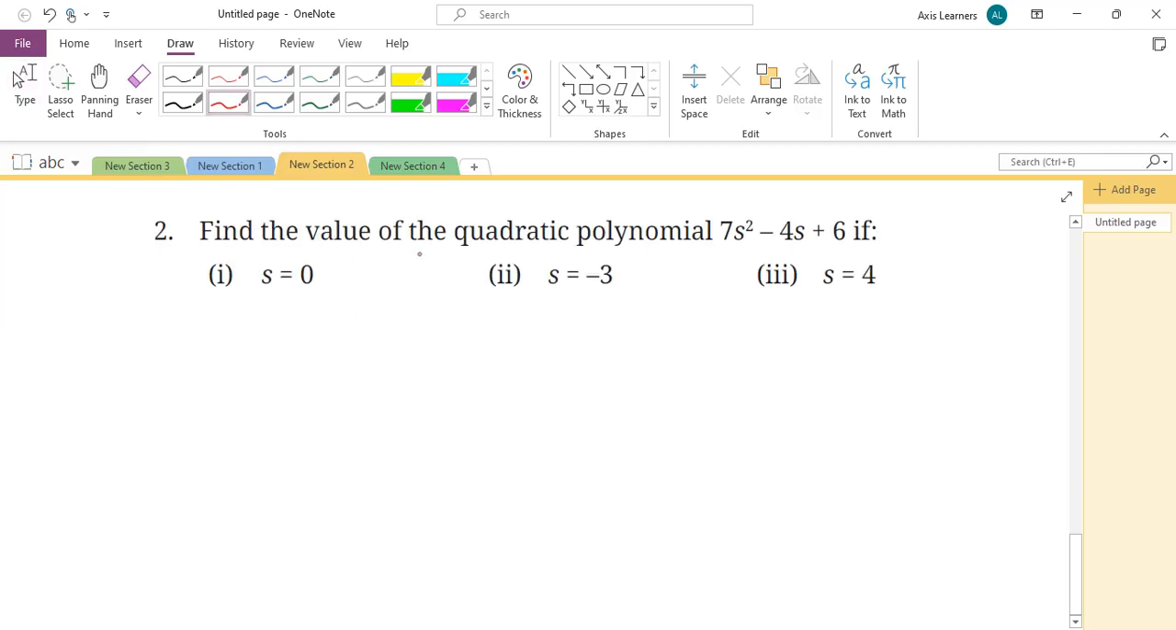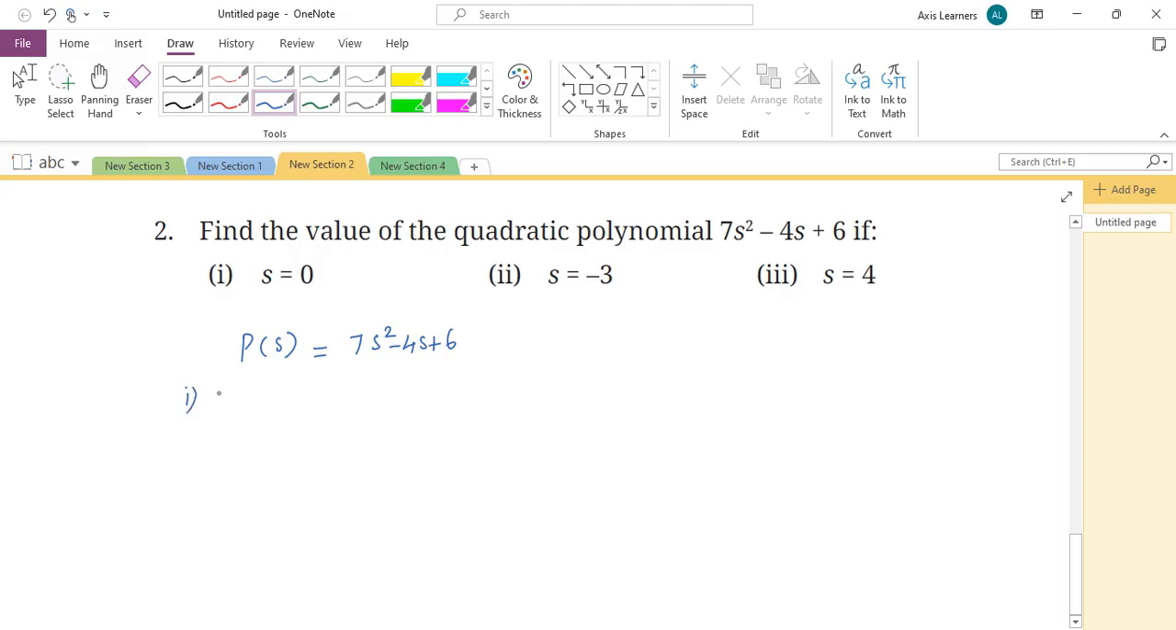Look at here. Find the value of the quadratic polynomial 7s square minus 4s plus 6. So it is in variable s. So let me take that as p of s. Okay. So p of s is equal to 7s square minus 4s plus 6. Okay. So we need to substitute these values to find the value of the polynomial at s is equal to 0, s equal to minus 3 and s is equal to 4.